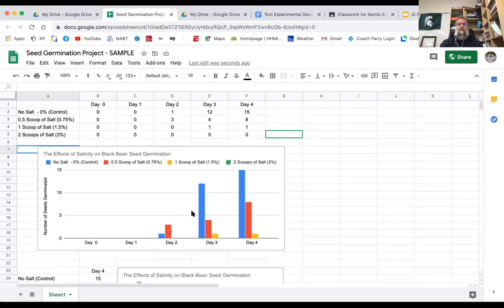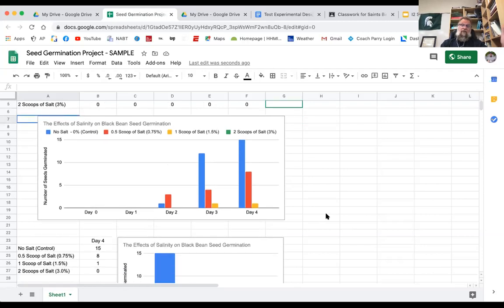So I could clearly see in this case, the blue treatment had a steady rate of germination, which was no salt. I can see the half a scoop followed a similar pattern, but only about half the growth. I can see 1 scoop just barely grew, and I can see green scoops are not even represented, that 2 scoops didn't allow the seeds to germinate at all. So that's one way. Graph all your days, make a different colored bar for each treatment for each day.